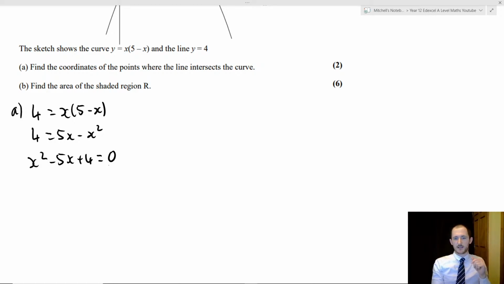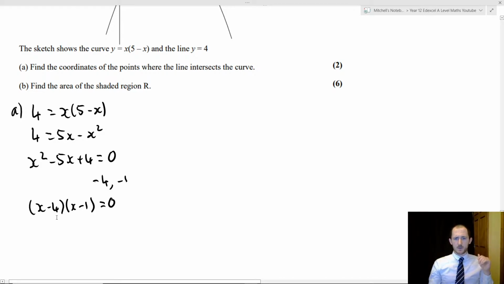So actually that's not too bad. It's just minus 4 and minus 1. So our brackets are just x minus 4, x minus 1. And again, you can use the quadratic formula just to get the answer straight away. No harm, no foul. So our 2 values are x equals 1 and x equals 4.